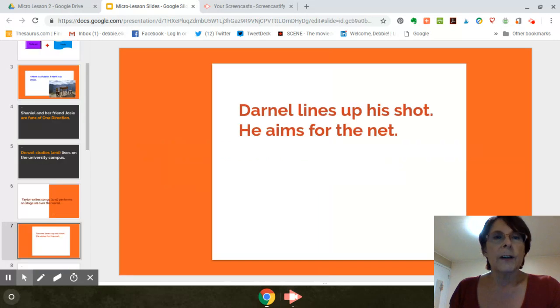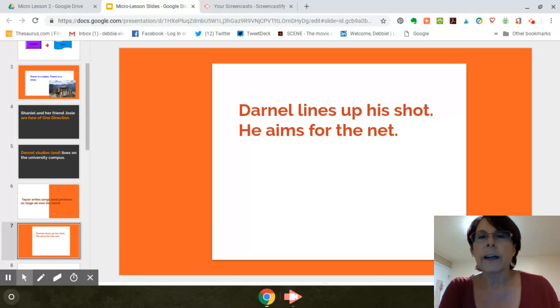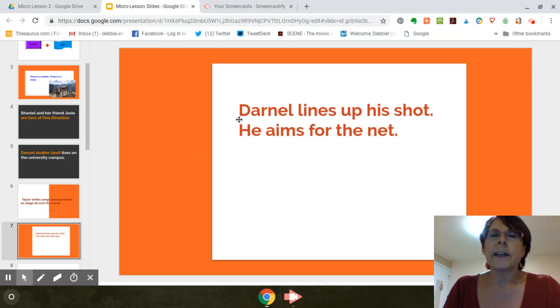So how would you combine these sentences as a single sentence using the word "and"? Darnell lines up his shot. He aims for the net. So how would we do that? We could say, Darnell lines up his shot and aims for the net.